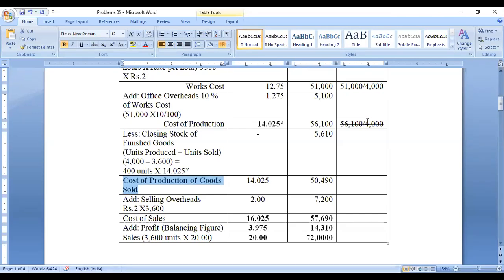So up to this you have to apply 4,000 units. Then the selling overheads, it is given in units only, you can directly take it here. So this value you can deduct from this value, and you can get this answer.